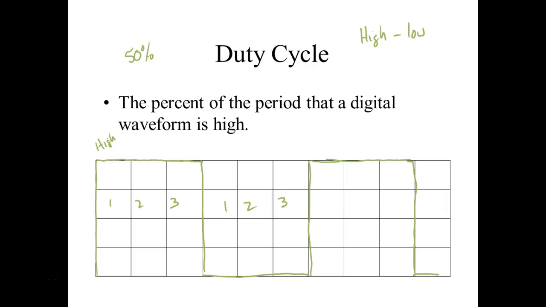So what you would do to calculate the duty cycle is it's the percent of the period, right? So what's the period? Here I would say 3 divided by 6, and that's going to give me 0.5, which is 50%. Everybody okay?